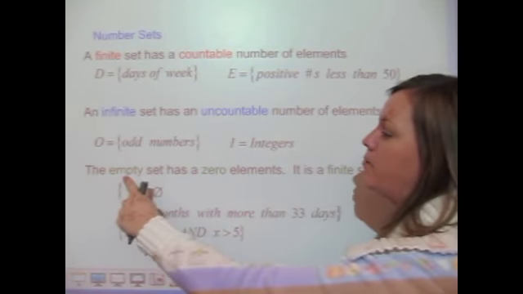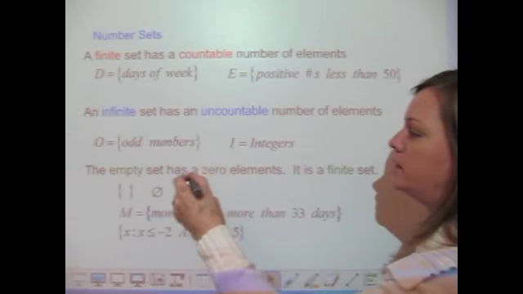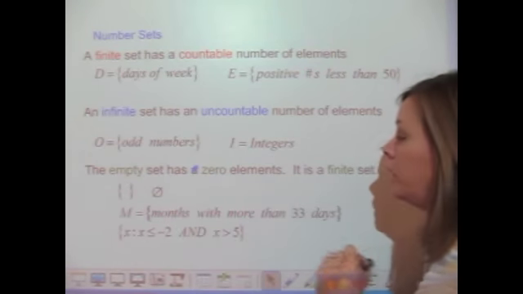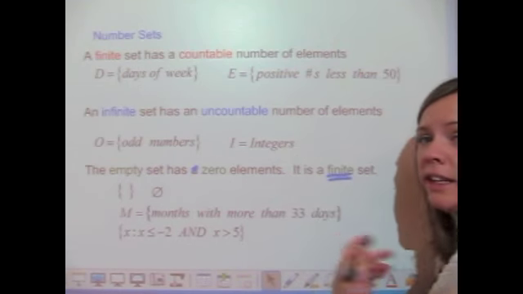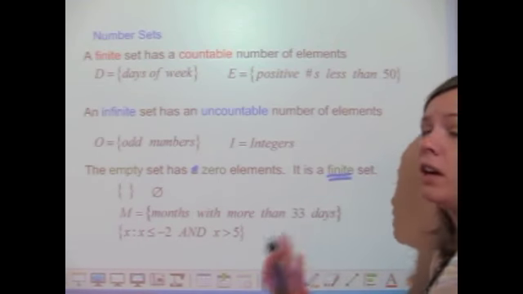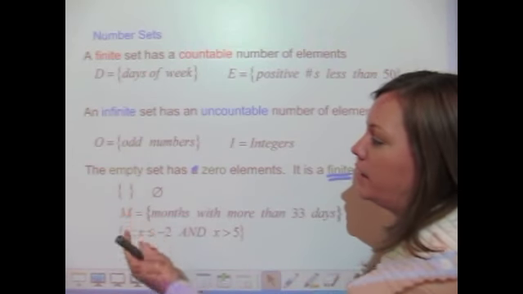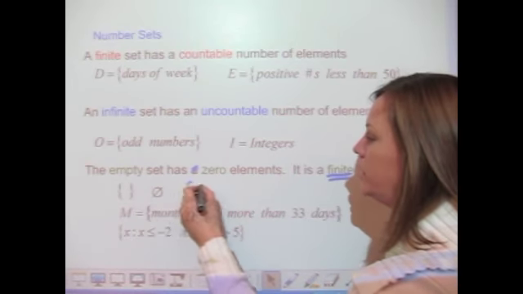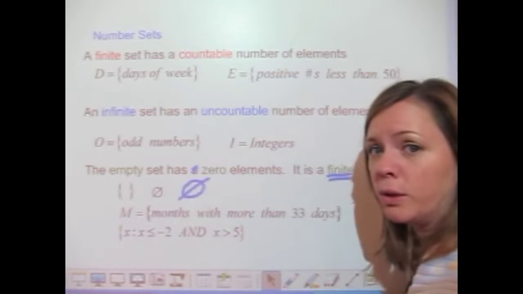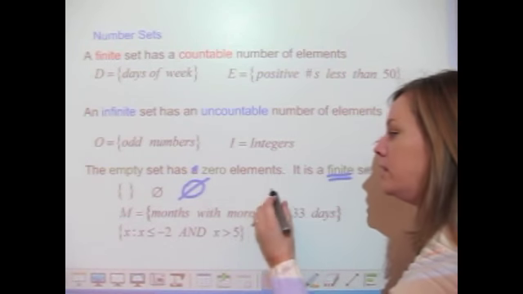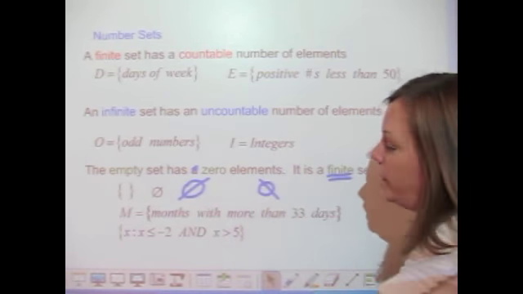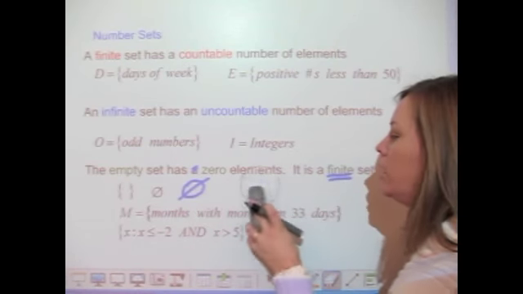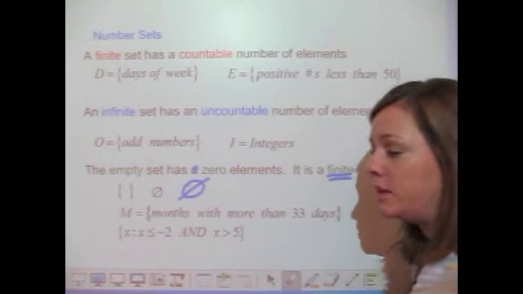Additionally, you need to know about the empty set. So the empty set has 0 elements in it. It is still a finite set because it has a countable number of elements. It can be written like this, where you have 2 brackets with nothing in between, or more often you'll see the little circle with the slash through it. That means an empty set. Different than a 0. Sometimes people write 0 like that. I don't, because it's confusing. But you can see an empty set written that way.